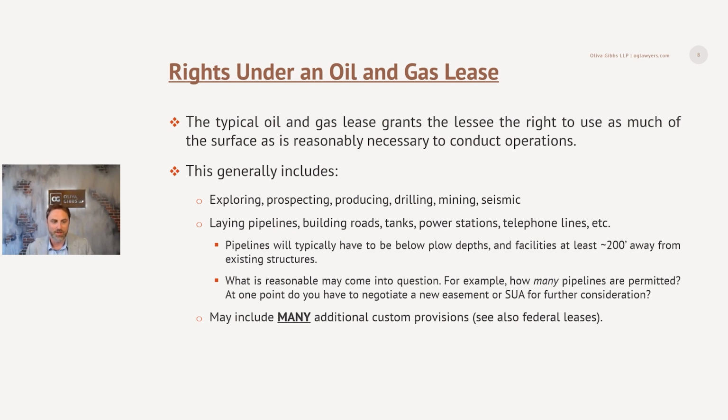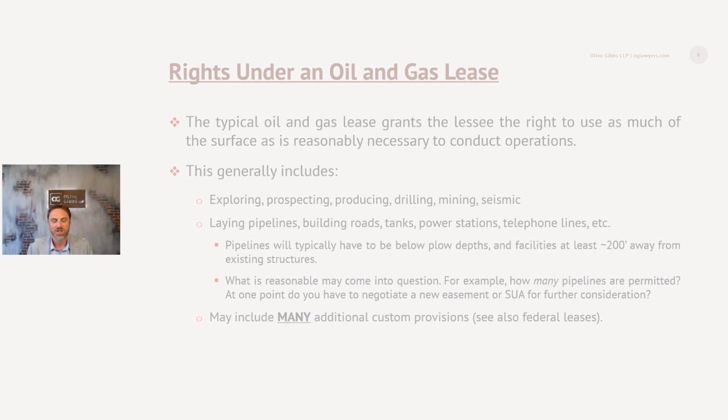And of course, leases, as I mentioned, may include many additional custom provisions. You'll sometimes see things in federal leases, for example, that protect certain species, the lesser prairie chicken, the sage grouse, things like that, different habitats, different areas that might have Native American artifacts. There's a lot of additional terms you might see in federal leases that deal with surface use.